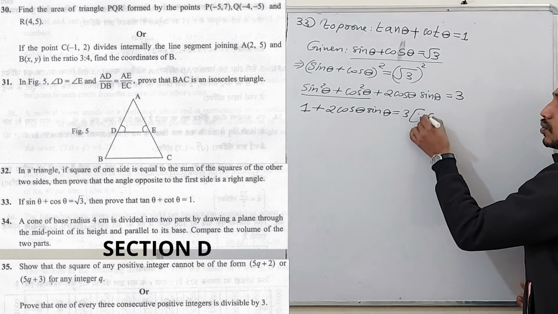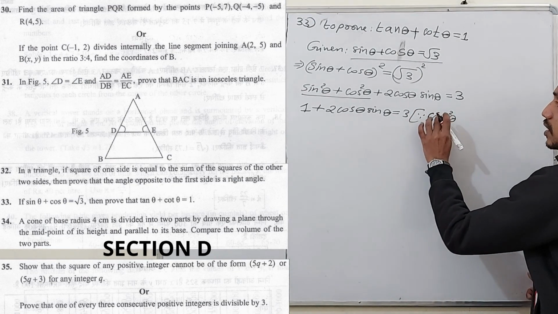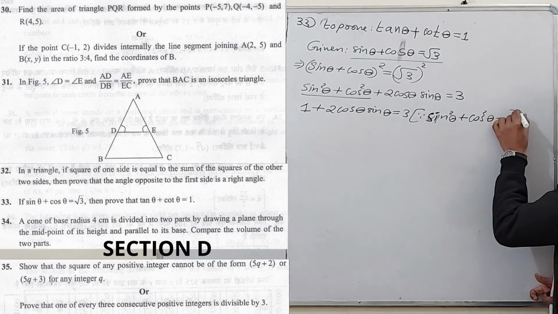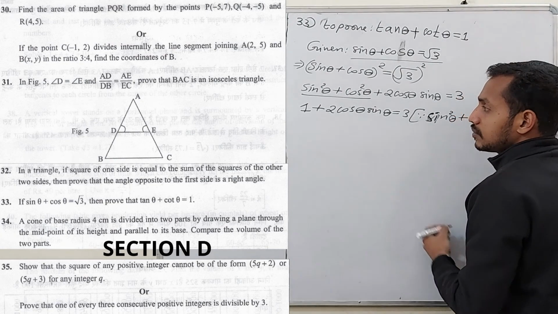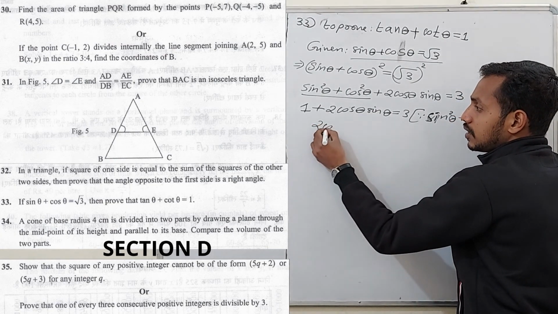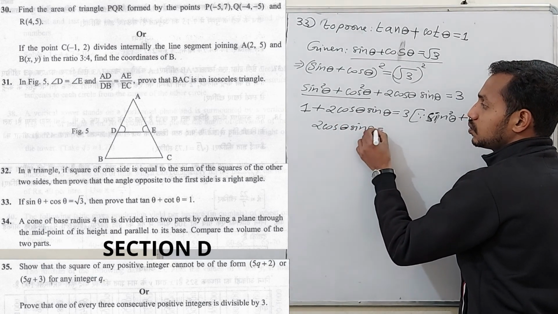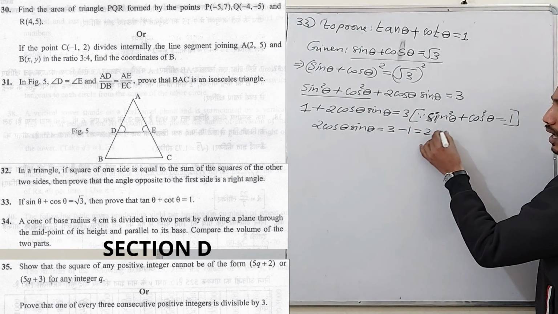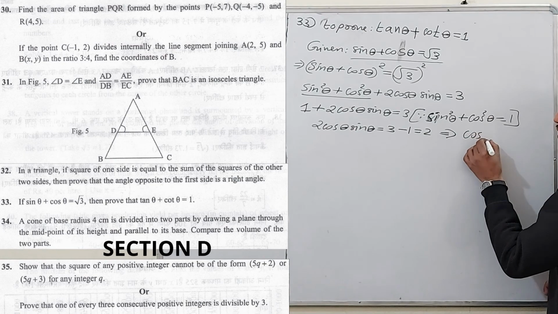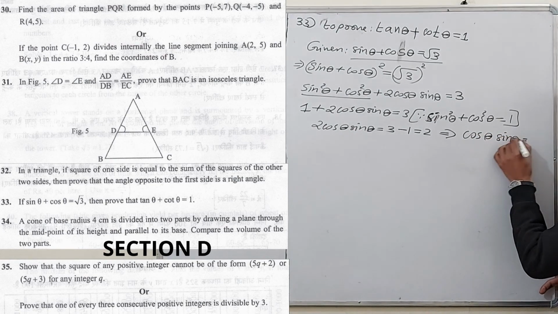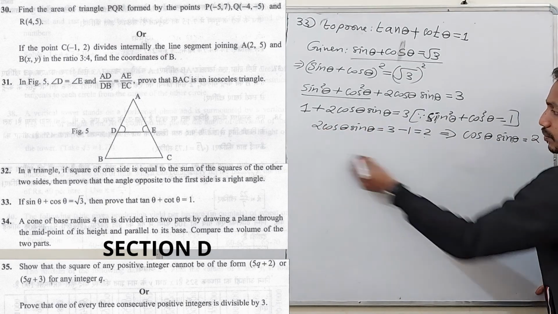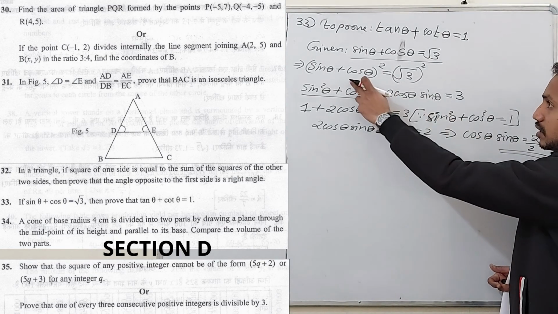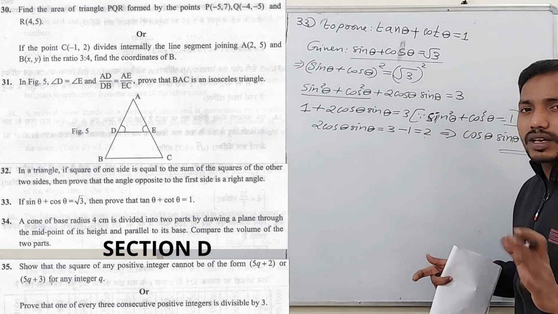Why? Since sin square theta plus cos square theta is equal to 1. Clear? Then we have that 2 cos theta sin theta is equal to 3 minus 1, that is equal to 2. This implies cos theta sin theta is equal to 2 divided by 2, which is equal to 1. So from this relation we obtain cos theta sin theta is equal to 1. Now we can simplify further.